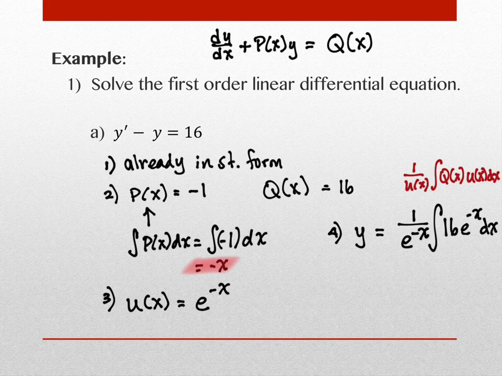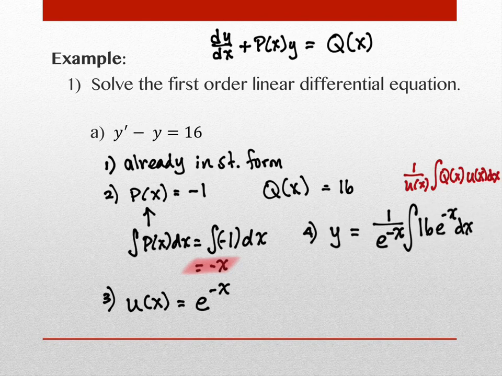Okay, everybody good? Okay, again, you can't just move the e to the negative x underneath there. We can't do that. We need to take the antiderivative first. Okay, kind of an order of operations kind of thing. So what is the antiderivative of e to the negative x? Or I should even say 16 e to the negative x.